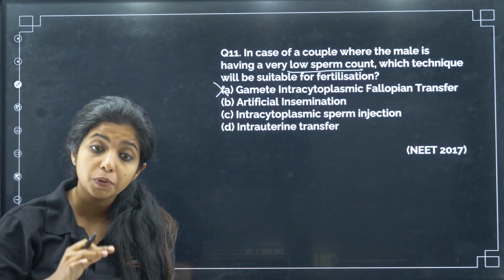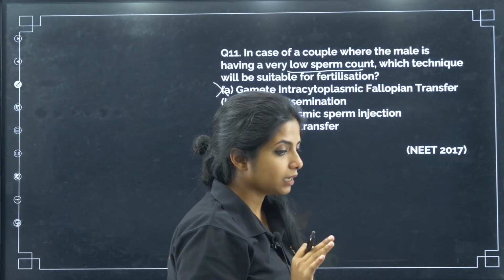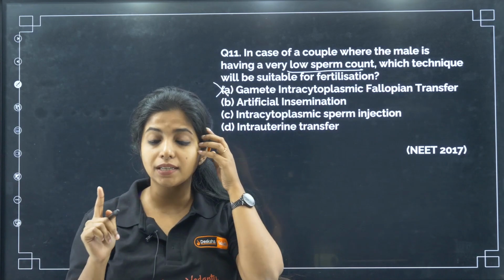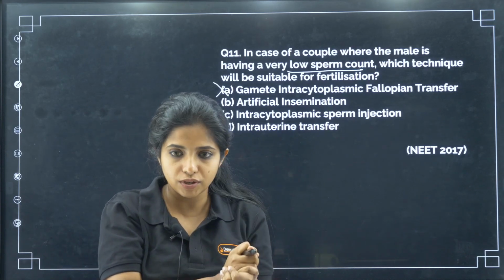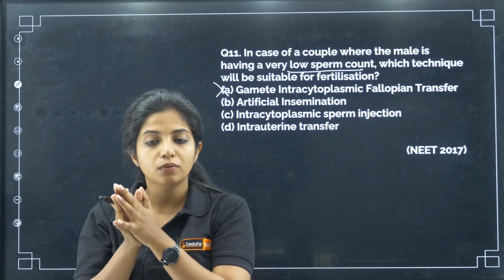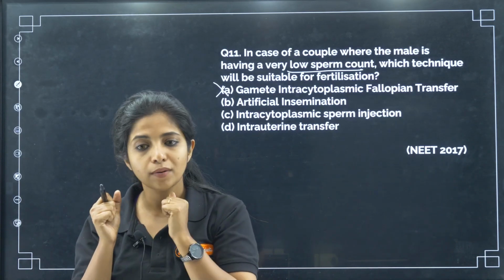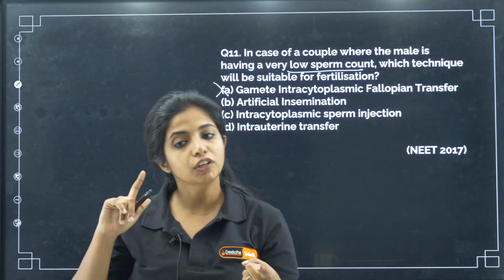Very low sperm count means probably I cannot rely on that person for natural sex. So basically we can do one thing, that is artificial insemination. We collect enough sperms, and then we artificially put them inside the reproductive tract of the female. That is artificial insemination. Apart from that, if that is also not working, we can do one more thing.